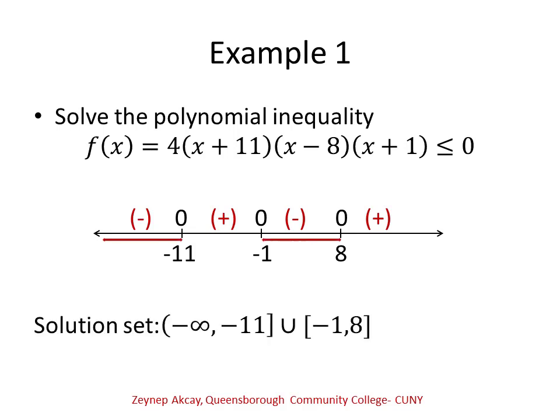The last step is to choose the intervals that satisfy the inequality. We want the polynomial to be less than or equal to 0. So we need to pick the intervals that are signed with a negative sign. In this case, the intervals from -infinity until -11 and the interval from -1 to 8 satisfy this inequality. This is not a strict inequality, therefore the function can be equal to 0. So we can also include the endpoints. So we can include the points that make the function equal to 0. Therefore we include -11, -1, and 8. But we never include -infinity. So the solution set is from -infinity to -11 union -1 to 8.